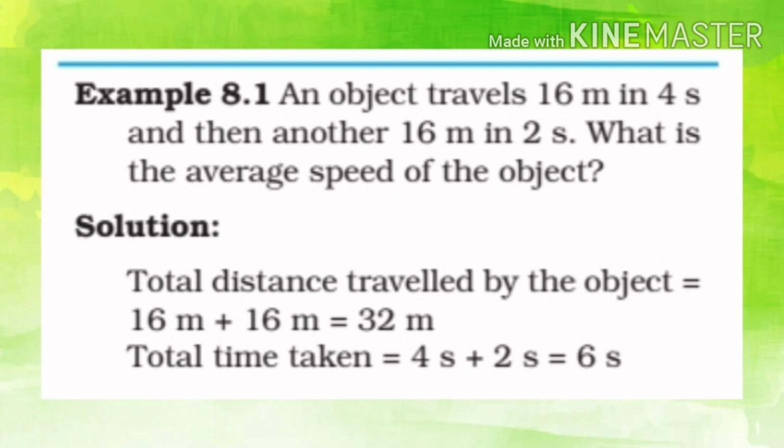So this is an example for you. An object travels 16 meter in 4 seconds and then another 16 meter in 2 seconds. What is the average speed of the object? Here the solution: the total distance traveled by the object is 16 meter plus 16 meter, so totally 32 meters. Total time taken we are going to find out: 4 seconds plus 2 seconds, so totally 6 seconds.